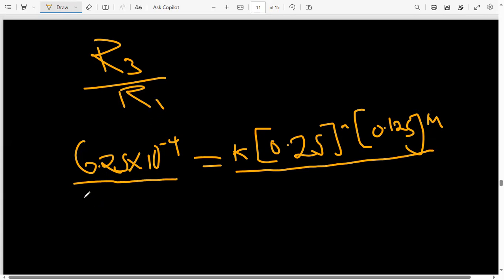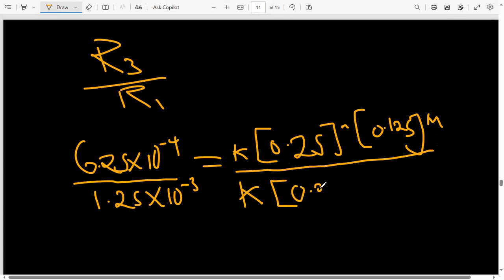And then I'm also going to divide this by rate 1. So what was our rate 1? Our rate 1 was 1.25 times 10 to the power minus 3, and then K. And what was the first concentration? It was just 0.25 to the power n. And then the concentration of the iodide there was 0.25 as well, to the power m.